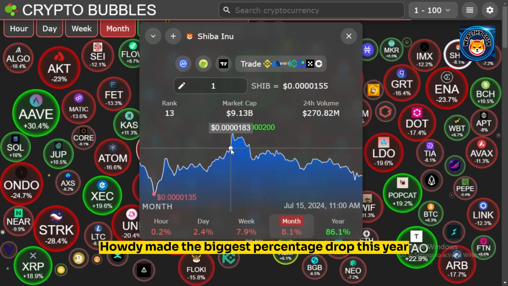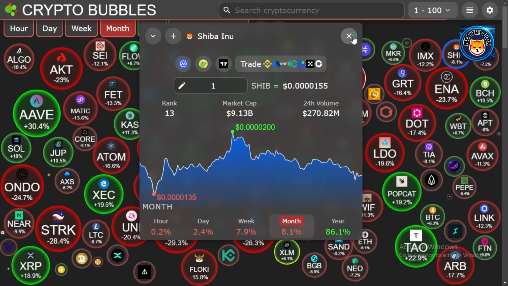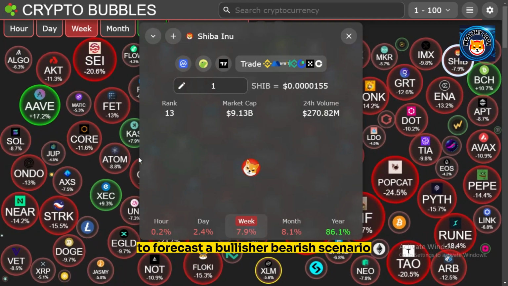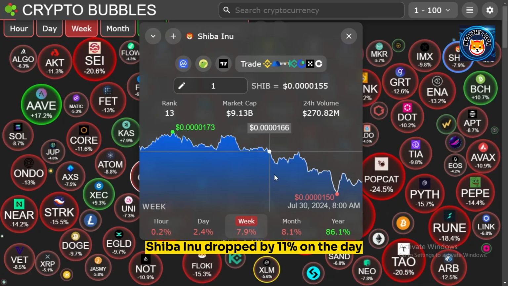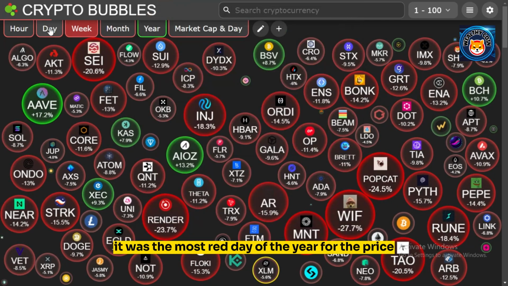Howdy mate, the biggest percentage drop this year has coincided with an uptick in volatility in the Shiba Inu price. Traders can use technical indicators and classical price action approaches to forecast a bullish or bearish scenario with this study. As the digital meme coin Shiba Inu dropped by 11% on the day, it was the most red day of the year for the price.